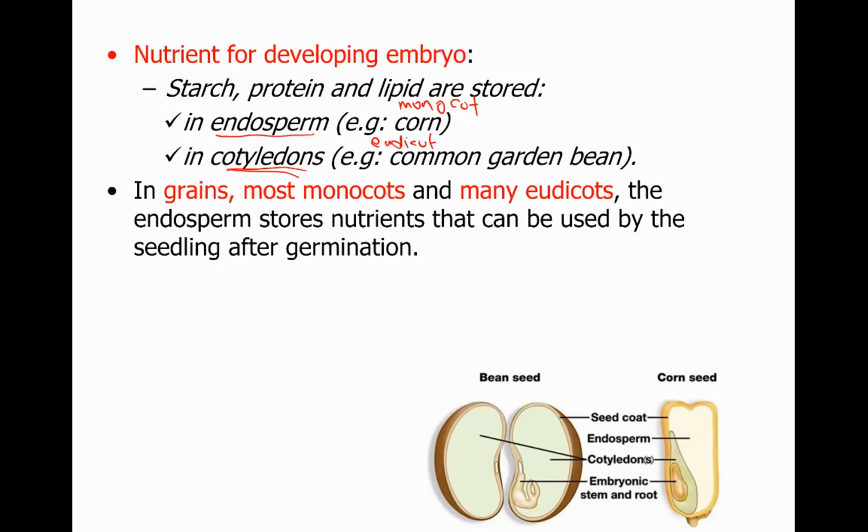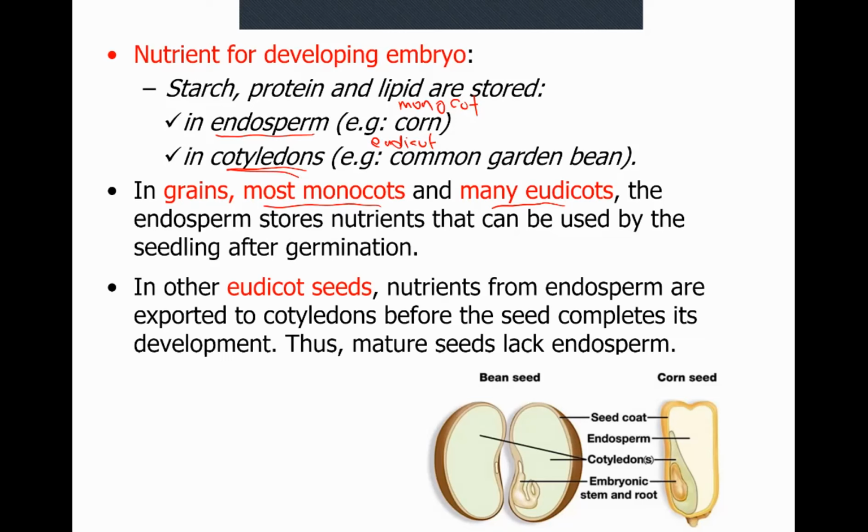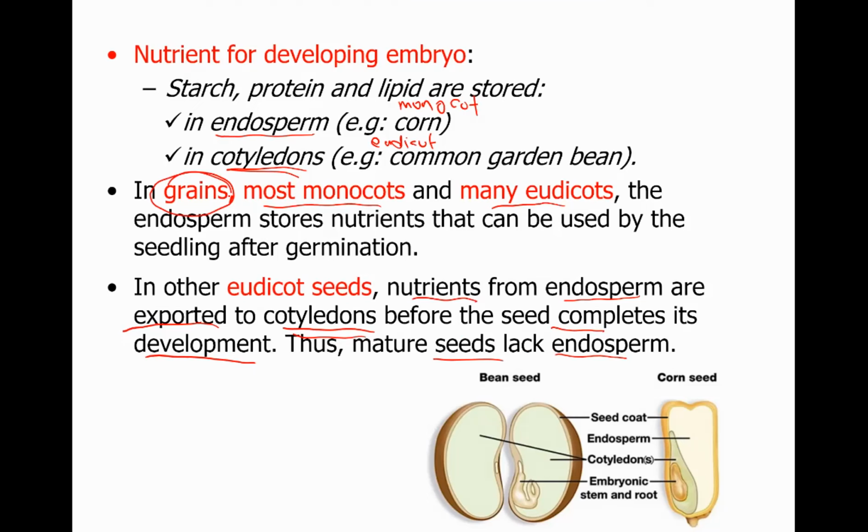Okay, in grains, most monocot and many eudicot, the endosperm stores nutrient that can be used by the seedling after germination. Okay. But in other eudicot seeds, nutrient from the endosperm will be exported from endosperm to the cotyledon before the seed completes its development. And thus, the mature seed lacks endosperm. Okay, dia nak cerita apa kat sini? In grains. Grains, macam gandum ke apa ke semua tu kan, right?